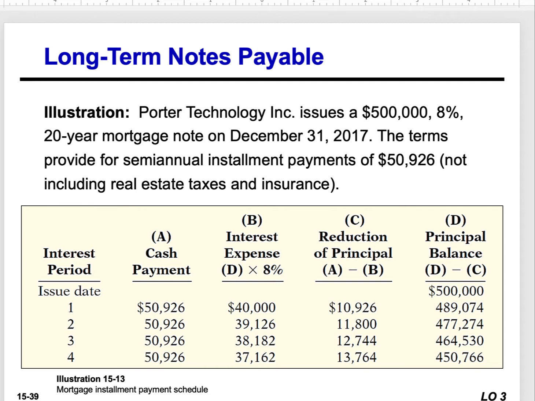On the date we issue it, December 31st, 2017, the principal balance is $500,000. Then the first payment rolls around. The company stipulated they want $50,926 from whoever's borrowing money from Porter Technology. Of that payment, a certain amount is going to be interest, and a certain amount is going to go to reduce the principal value.